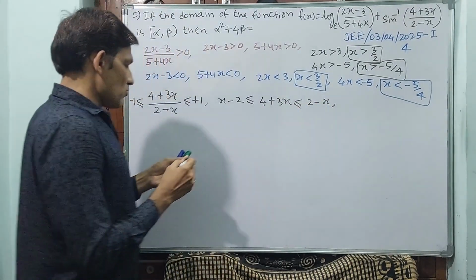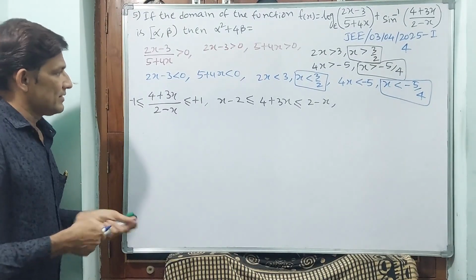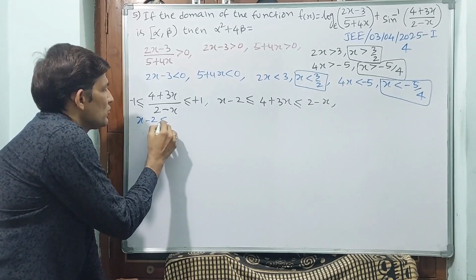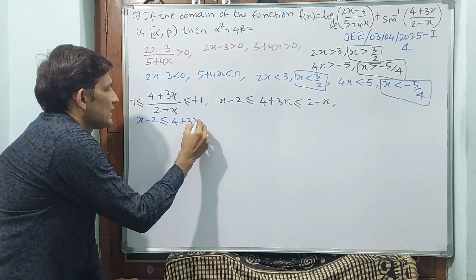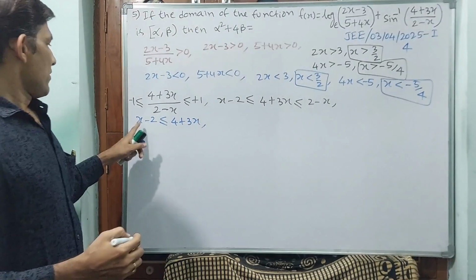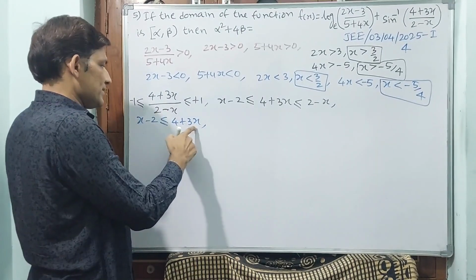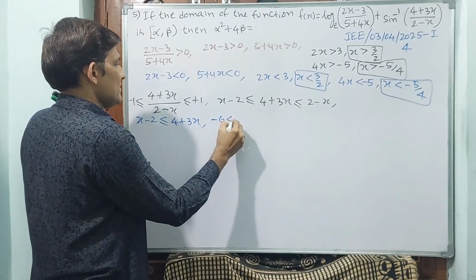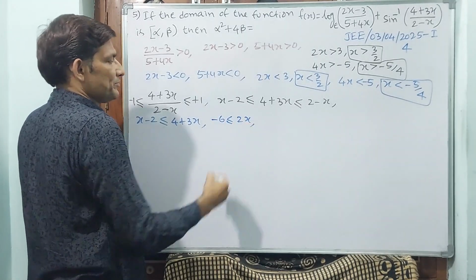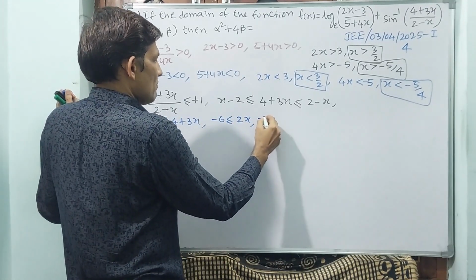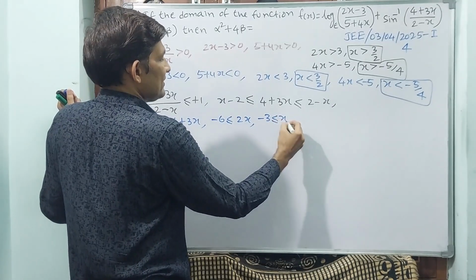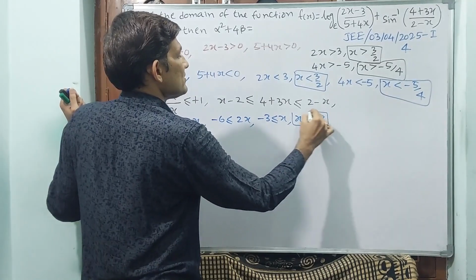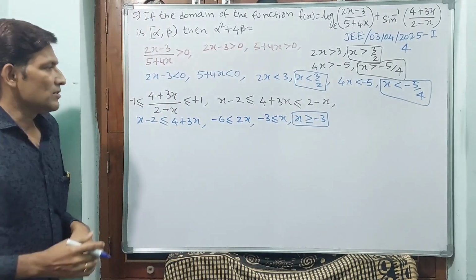See, two conditions we have to take here. Why? Because first you have to take this x minus 2 and this. See how I am taking. x minus 2 is less than or equal to 4 plus 3x. 3x is bigger, so you send this to this side: 2x is greater than or equal to minus 6, so x is greater than or equal to minus 3. Okay, this is one condition.